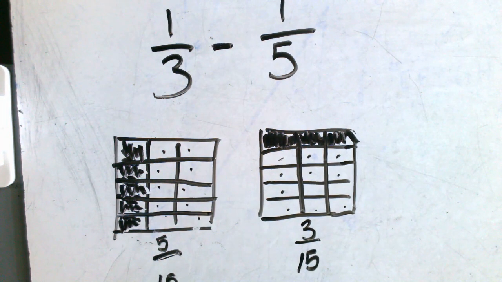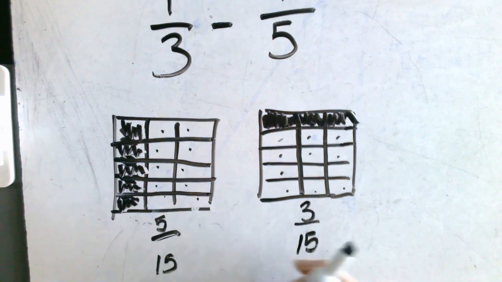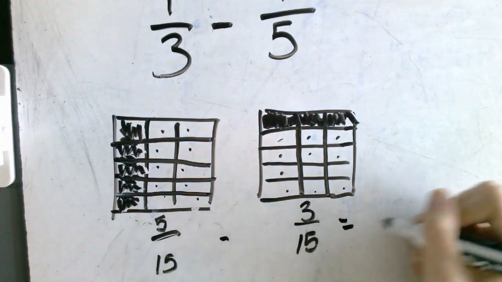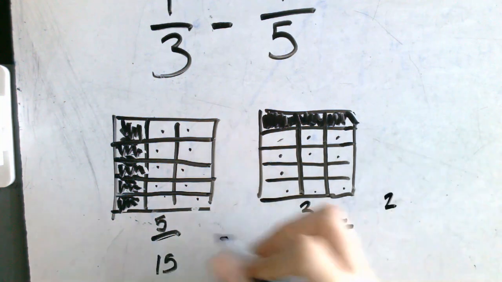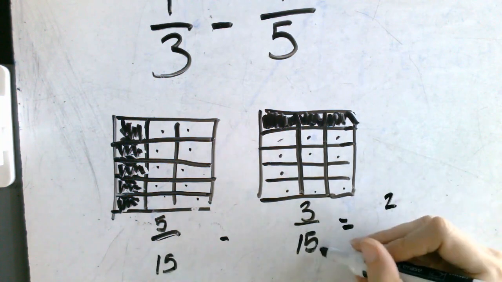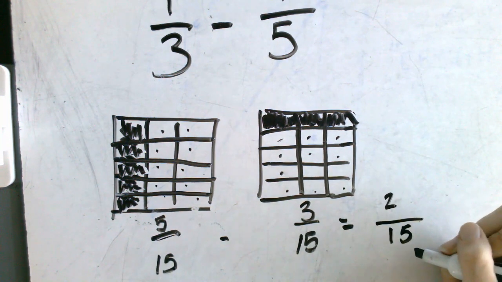Now we have our 2 pictures here, and we can see a little bit more about what we need to take away. We have the same denominators, so we could just subtract right across. 5 minus 3 is 2. 15 and 15, we did all that work to get it there, so we're going to leave it like that.